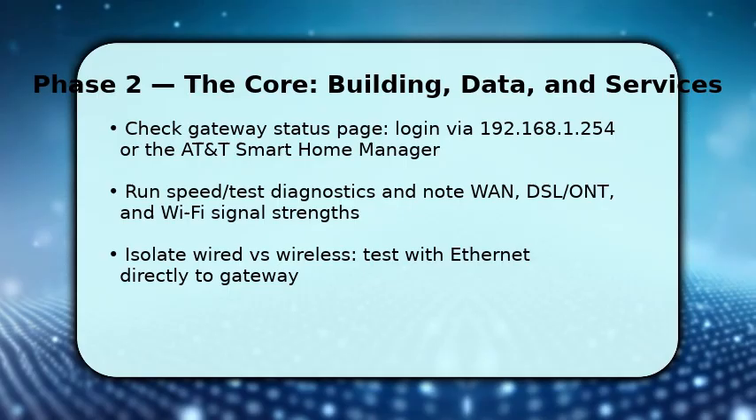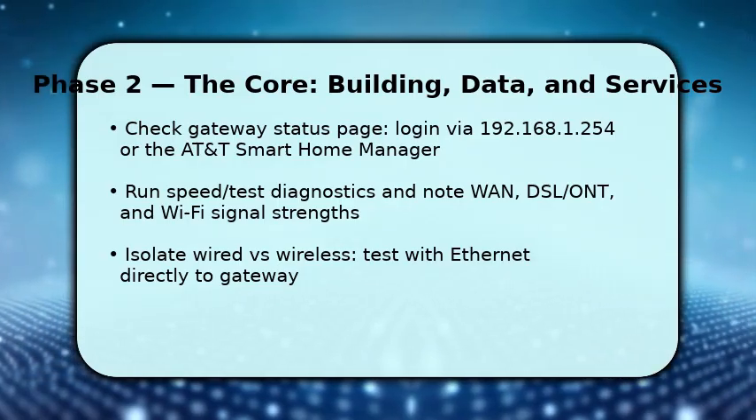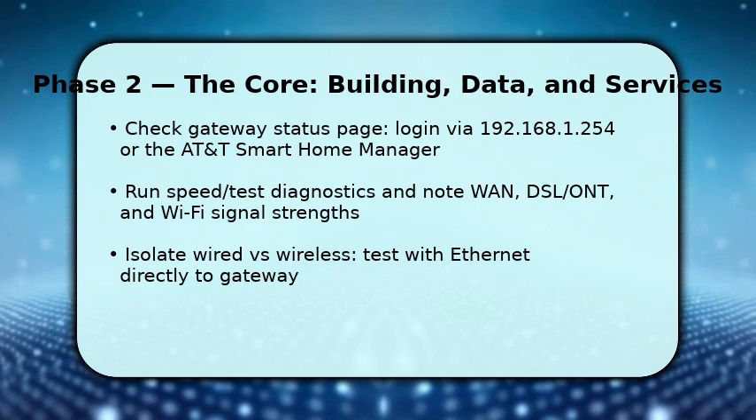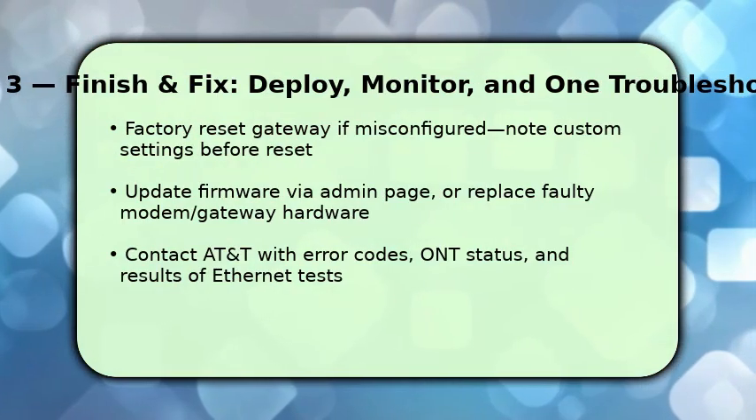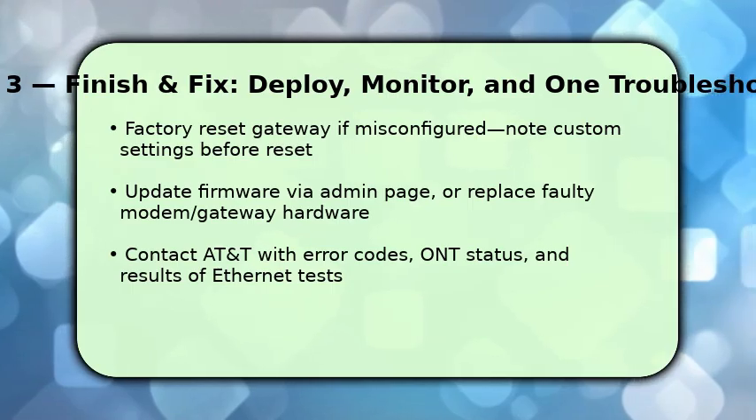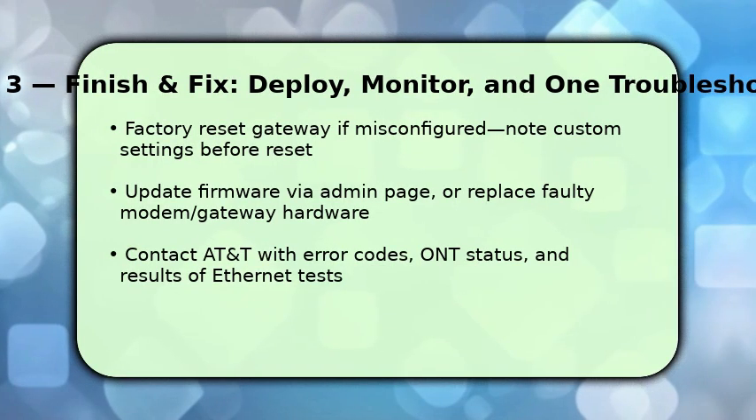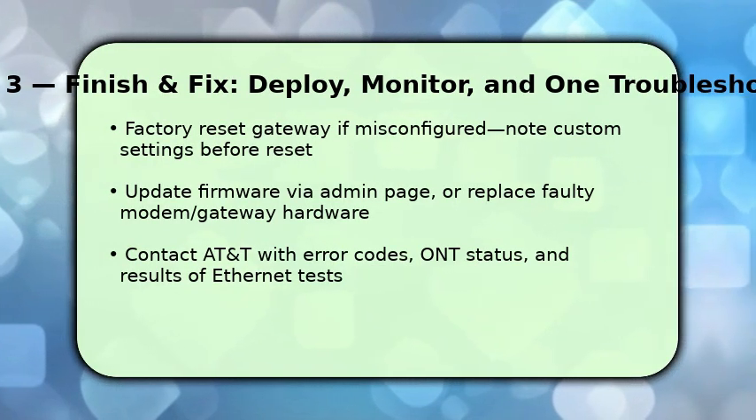If wired works but Wi-Fi is weak, adjust channel, move the gateway, or add a mesh node for coverage. You finish by applying corrective fixes and knowing when to escalate. If settings are corrupt, back up any custom configuration, then perform a factory reset. Afterwards, reconfigure Wi-Fi and security.